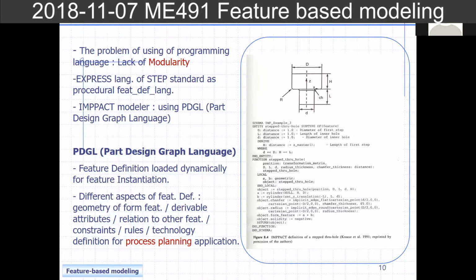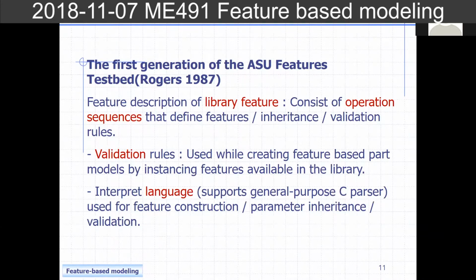Okay. On the left is a PDGL explanation. This is also for process planning study groups. And on the right hand side, you see some explanation and a sample of the IMPACT definition of stepped hole features. Okay. And Arizona State University also has a feature testbed. They have a feature library and operational sequence. And they also provide validation rules and language parsers.